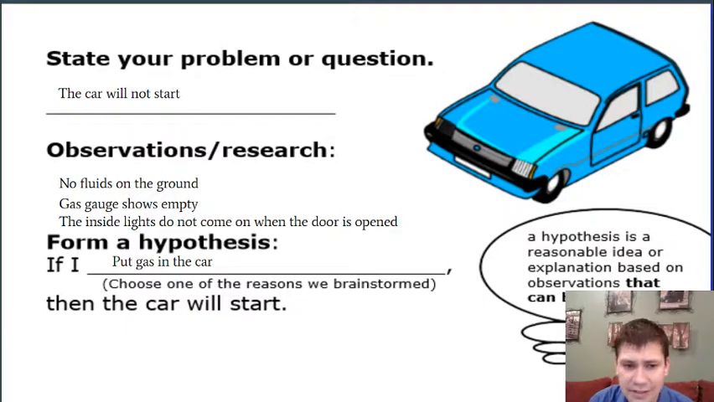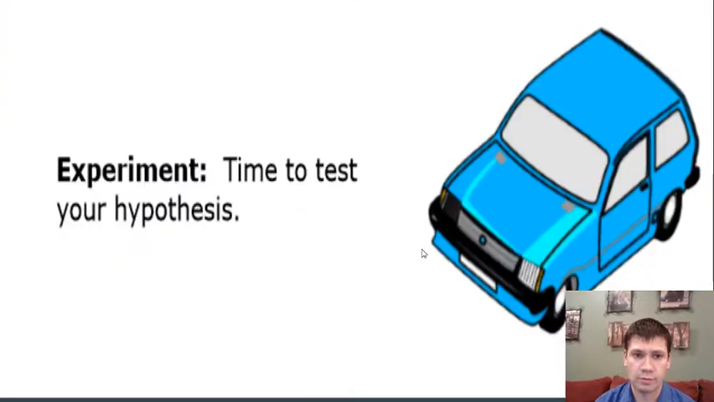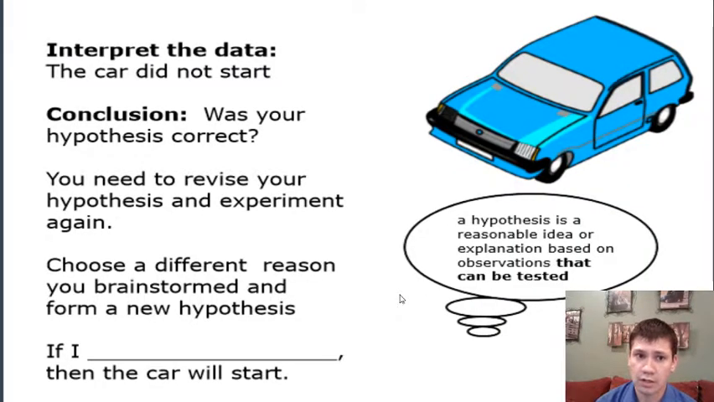And how could we test this hypothesis? Well, we put it in there, and then we try starting it. So we do that. Put the key in the ignition, and time to test, and turn the key, and nothing happens. And so therefore, we are at our next step. We are going to draw a conclusion. The car did not start. That's interpreting our data. Was our hypothesis correct? No. We still have the problem.